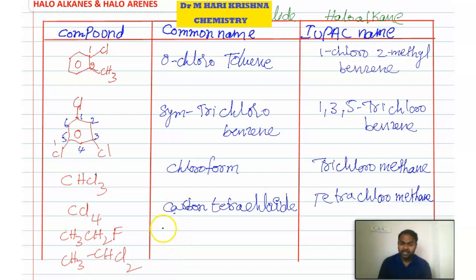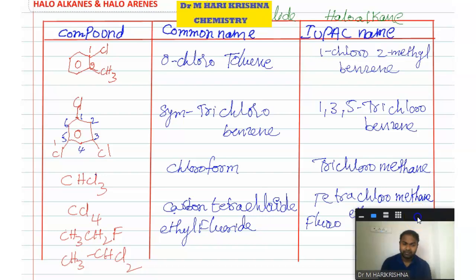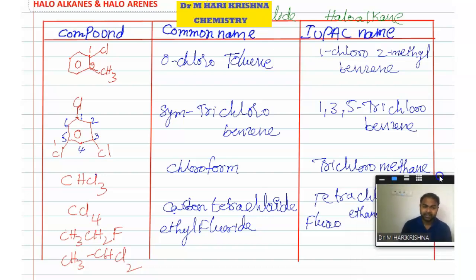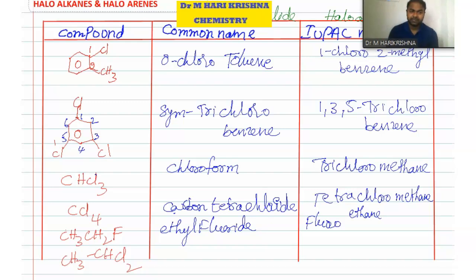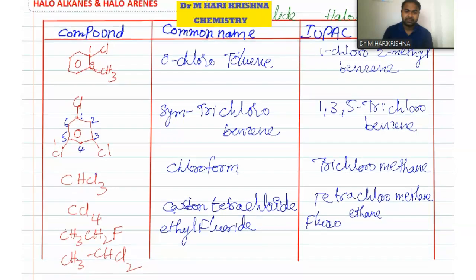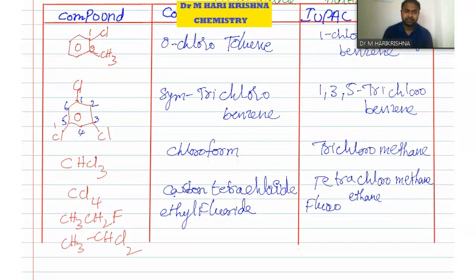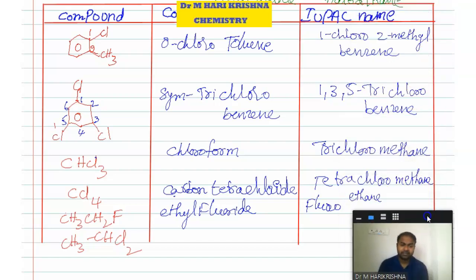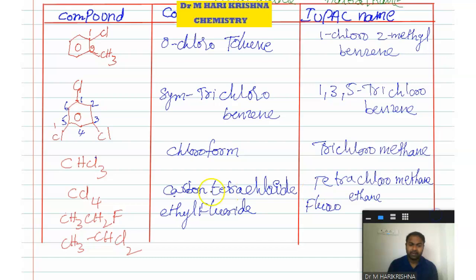Next, CH3CH2F, that is ethyl fluoride. Here, fluoroethane. So what about the next name, students? CH3CHCl2.